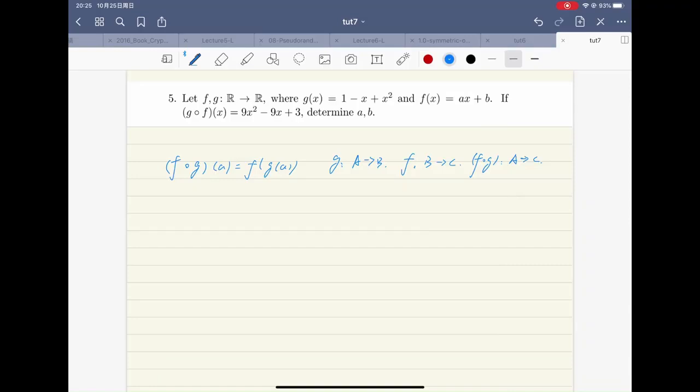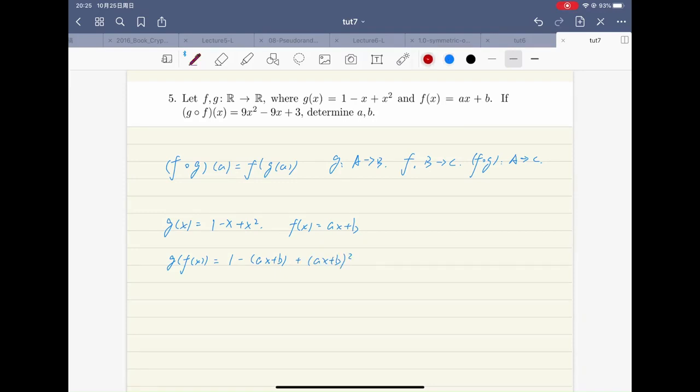So what do we have here? We have g(x) equals 1 minus x plus x squared, and f(x) equals ax plus b. So we want to combine these two functions and make a composition function. So we have g composite f(x) equals 1 minus (ax plus b) plus (ax plus b) squared.